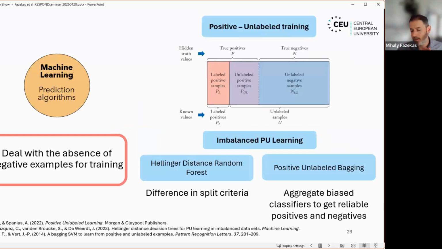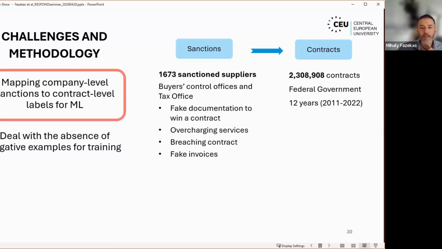Then we have a particular tailored model, the Hellinger distance random forest, which is A, developed for positive unlabeled learning, B, can handle imbalanced samples by repeatedly sampling and using more balanced training sets, only for the training. Okay, this is very important.